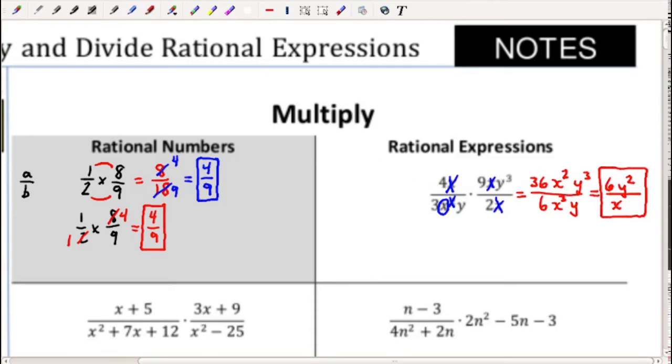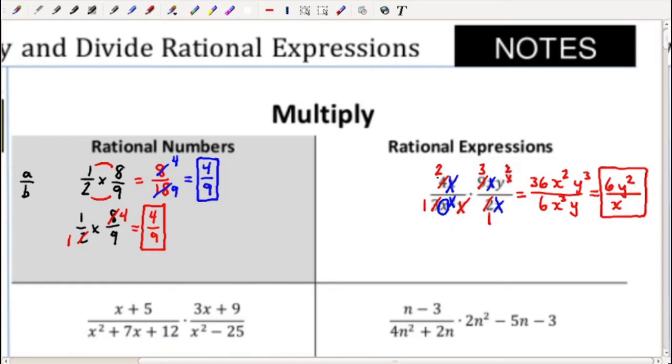Then I start looking at the cross-canceling. 4 and 2 have a common factor of 2, so divide 4 by 2 leaves me with just 2, and 2 by 2 leaves me with just 1. And 9 and 3 also have a common factor of 3, so divide 3 by 3, I get 1, and divide 9 by 3, I get 3. And then cross-cancel the y and the y cubed, which gets rid of this y and turns the cubed into a squared.